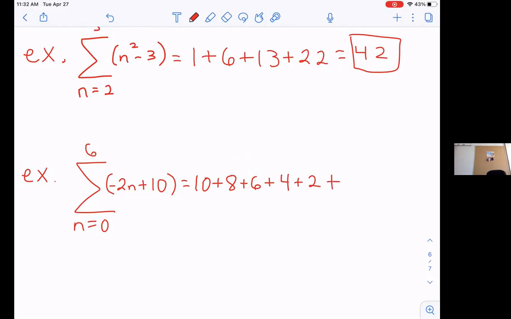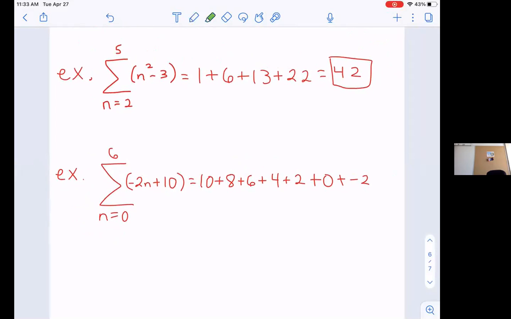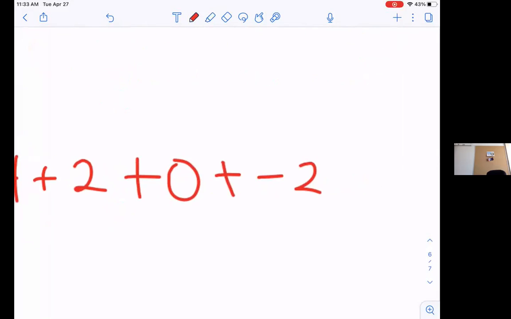I'll plug in a 5. Negative 2 times 5 is negative 10, plus 10 is 0. Plug in a 6. Negative 2 times 6 is negative 12, plus 10 is negative 2. And then I stop, because remember, I'm just plugging in from 0 to 6. And now I just add all of them together. So I've got 10 and 8, that's 18. 18 and 6 more would be 24, and 4 more is 28. I guess those last two are going to cancel out. So they add up to be 28.